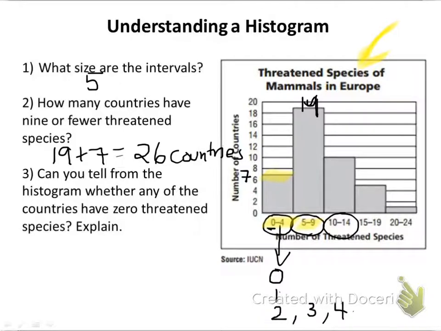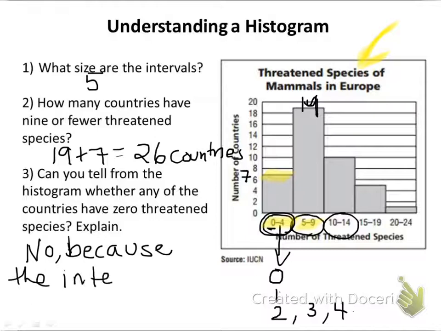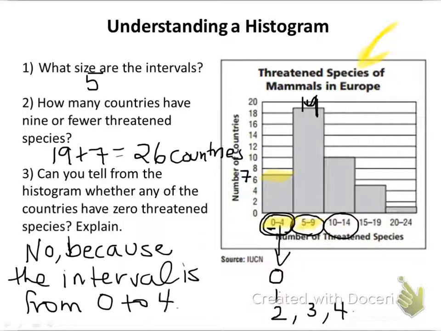The answer is no. We can't tell from the histogram if any countries have 0 because our first interval is 0 to 4. If a country has 1 threatened species, it would be in there. If it has 2, it would be in there. So no, we can't see if a country has 0. I say no because the interval is from 0 to 4.